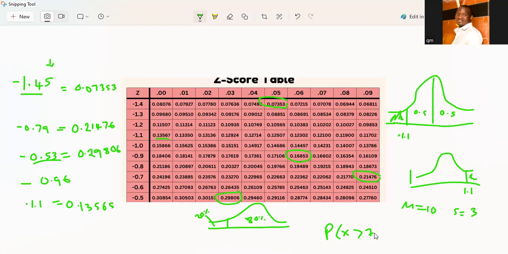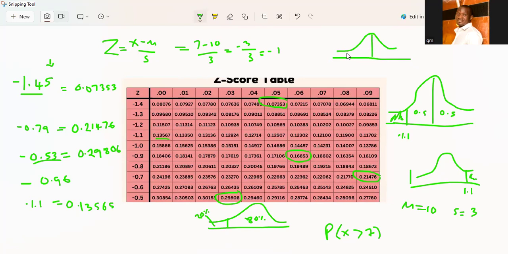7. So to start with, there's no 7 when you reach here. So 7 must be standardized. So the formula for standardizing is given by z is equal to x minus mean over standard deviation. So our x is 7 minus 10 over standard deviation, which is 3. What is 7 minus 10? It's minus 3. Minus 3 over 3 is equal to negative 1. So we're going to put this here, negative 1. It's here.